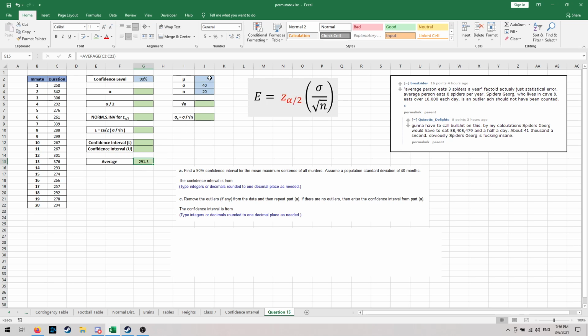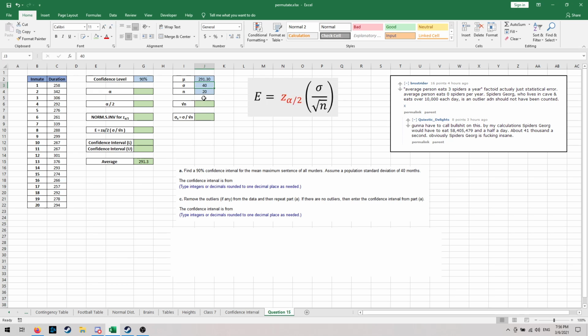I did have some trouble with the rounding on this question. So I chose not to link the cell; instead, I chose to enter it in the square manually as 291.3. That's why I didn't just have the average linked to the mean up here.